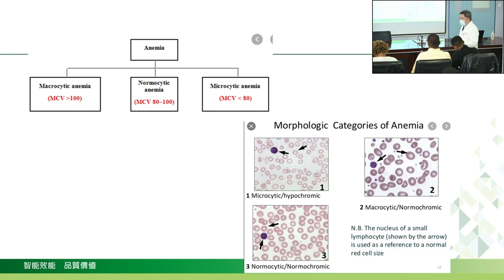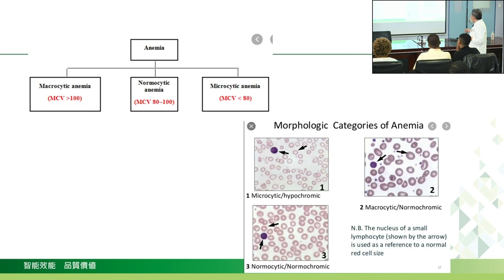Later you just hear the story and we try to understand. It's difficult to explain, but we try. Anemia: macrocytic anemia, MCV more than 100, which is easy to remember. Normocytic anemia, MCV 80 to 100. Microcytic anemia, less than 80. Last time, I already showed this.